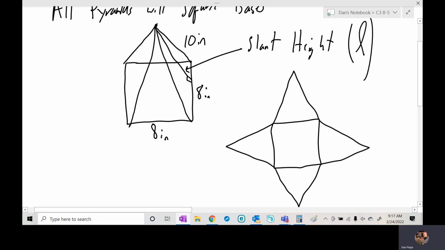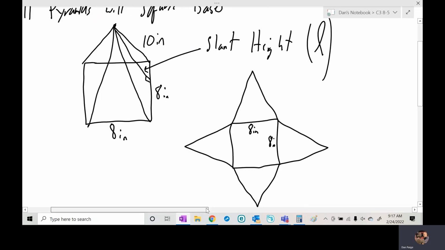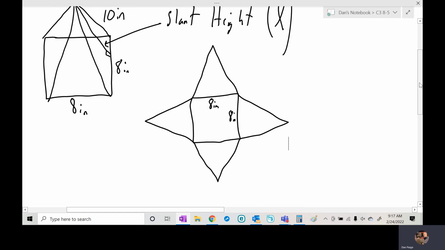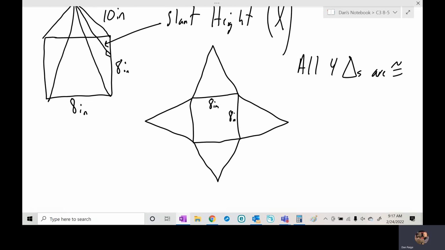Now, the thing is, because this bottom part is always going to be a square, all 4 triangles will always be congruent. You don't need to find the area of the 4 different triangles. So we can make a note about that. All 4 triangles are congruent. So if we find the area of one triangle, we can find the area of all 4 triangles.